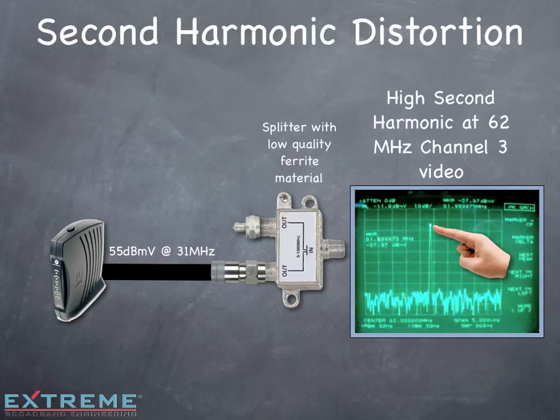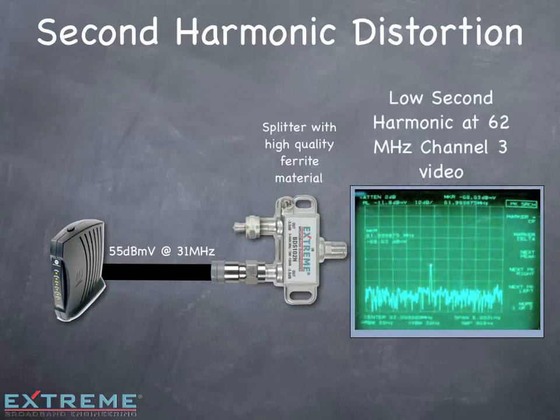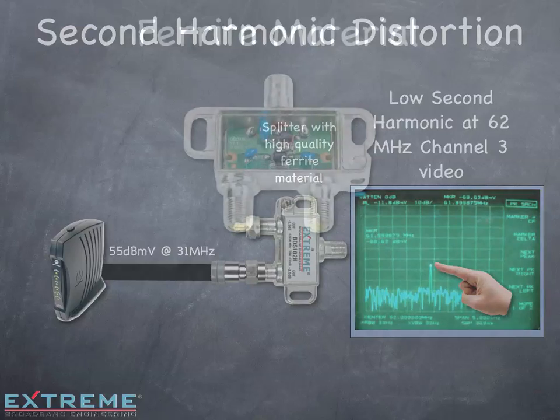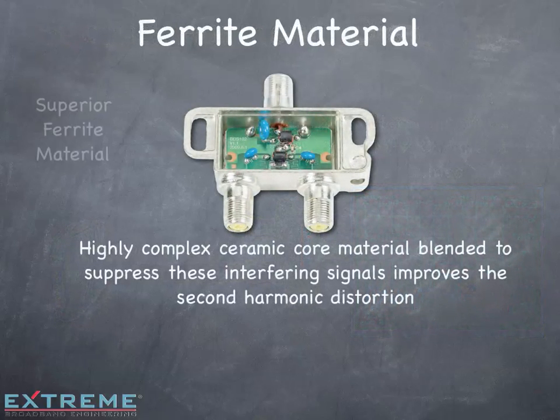In an analog picture, this would look like pulsating noise, or digital video, freezing and tiling. By replacing the splitter with one that has high quality ferrite material, the second harmonics are low and do not cause any service issues. In the Extreme Broadband passive devices, we use a highly complex ceramic core material blended to suppress these interfering signals and improves the second harmonic distortion.